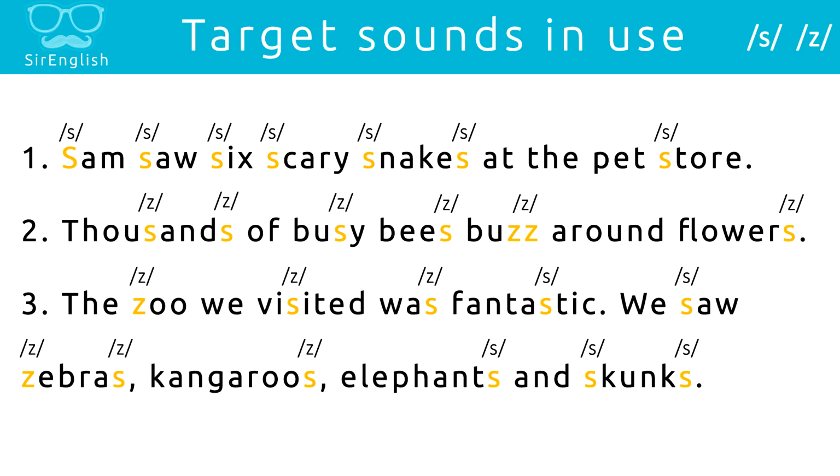Okay, and sentence 3 contains a mix of the two sounds. Listen and repeat. The zoo we visited was fantastic. We saw zebras, kangaroos, elephants, and skunks.